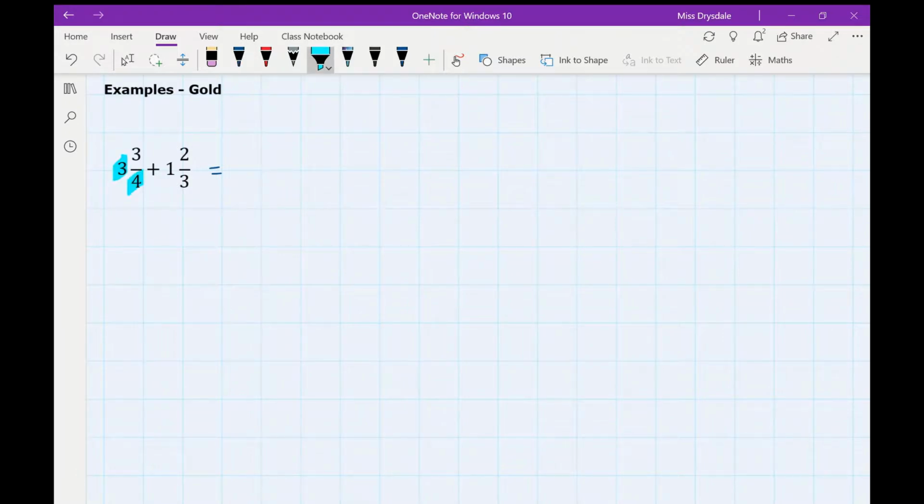We're going to do 3 times 4, which is 12, and then add on the 3 to get 15, and your denominator stays as a 4. And we're going to do 1 times 3, which is 3, add on the 2, which is 5, and your denominator stays the same. So now we're going to go ahead and add these. Our denominators are different, so we need to find equivalent fractions. So think about your 4 and your 3 times table. What is the smallest number that's in both of these? Your lowest common multiple is 12.